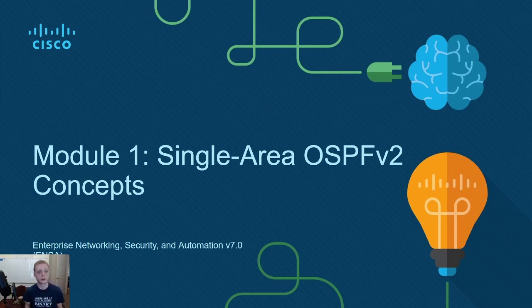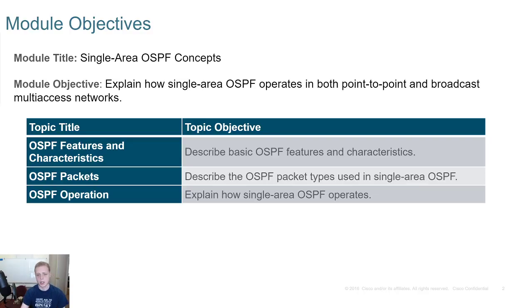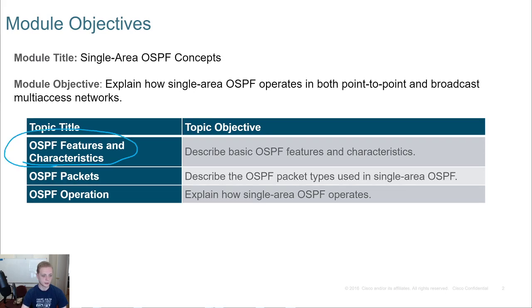And we've got single area OSPF to talk about. So, first, I'm going to briefly talk about RIP, what it is, to give you an idea, because we're going to use it to contrast OSPF and RIP. And I want you to know at least a little bit about RIP. Then we're going to talk about OSPF features and characteristics right here. And then in 1.2, we're going to talk about packets. In 1.3, we're going to talk about OSPF operation.